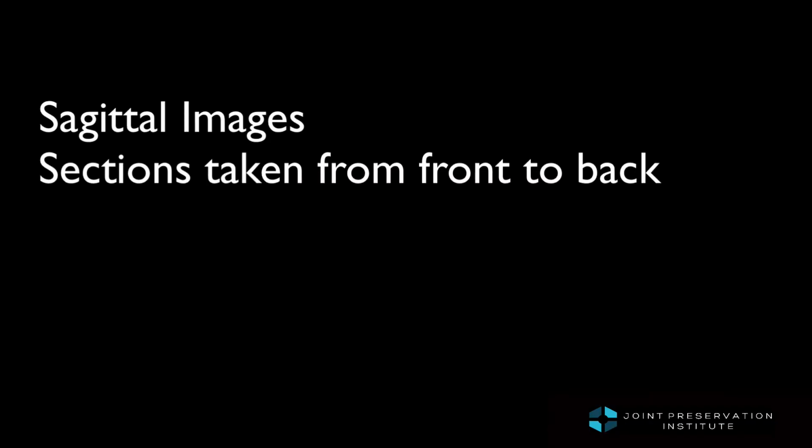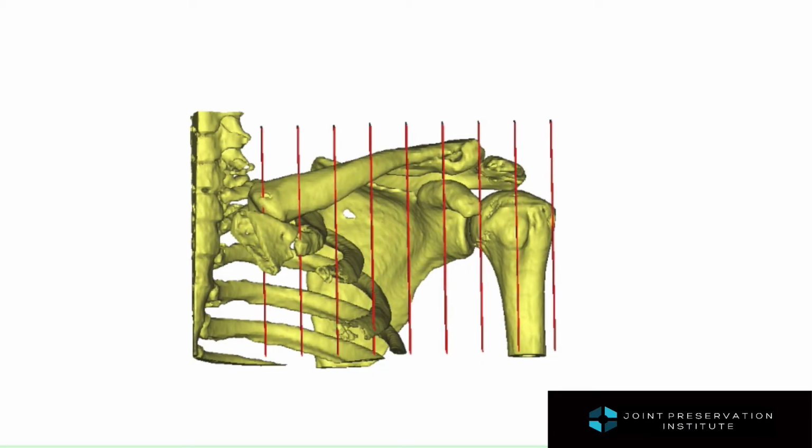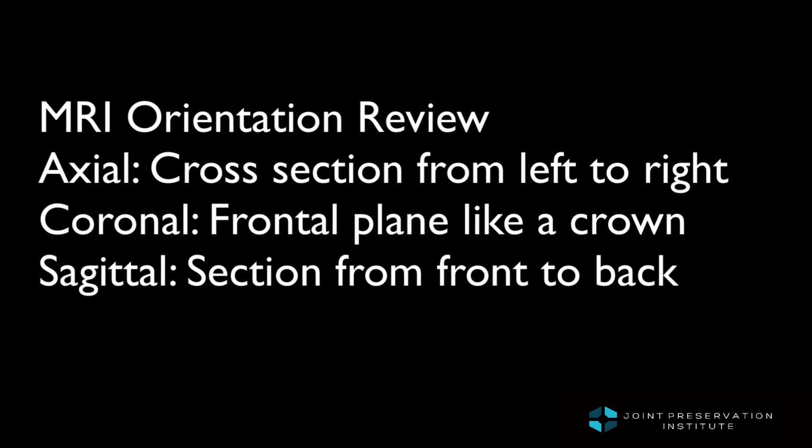Sagittal images are the third different type of orientation, and these are slices taken from front to back. Sagittal images are shown in this image of that same three-dimensional model with the orientation from front to back of each of the different imaging planes. As we rotate the model, we can see the orientation of the sagittal images. We will now discuss some examples of a shoulder MRI, specifically looking at axial images, coronal images, and sagittal images.